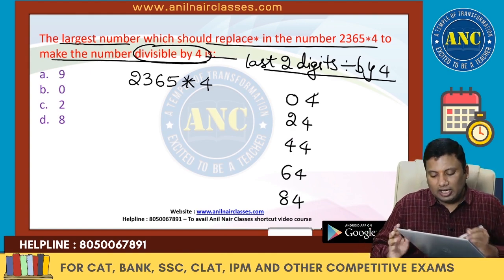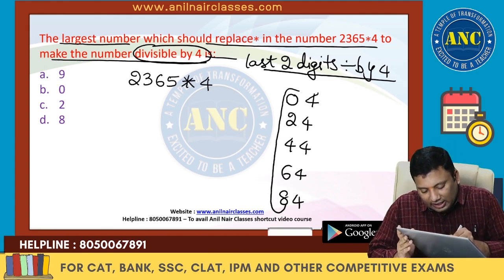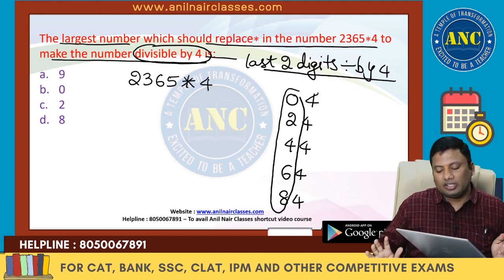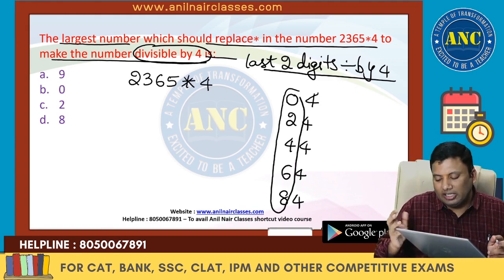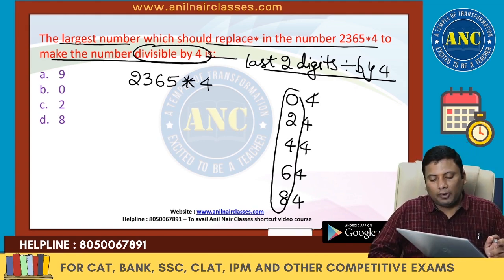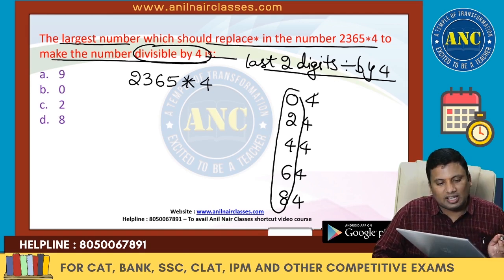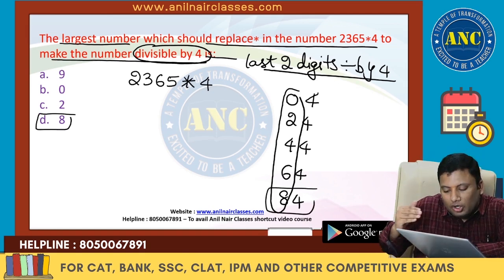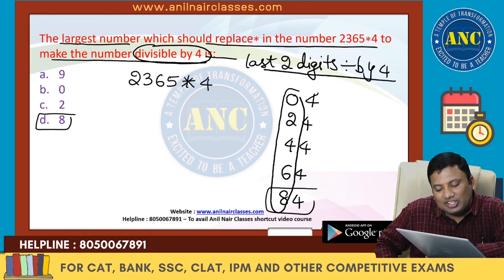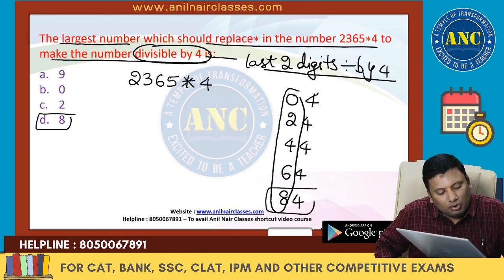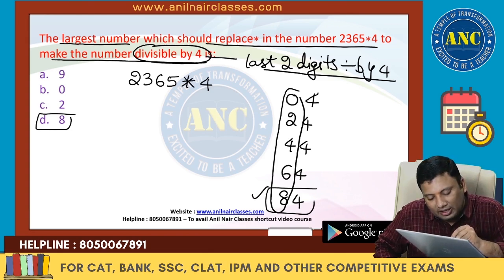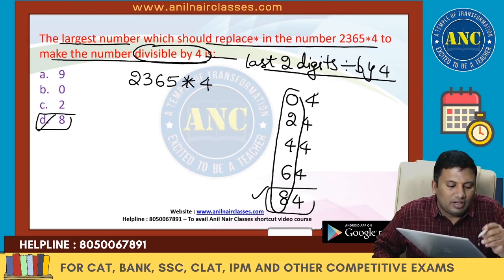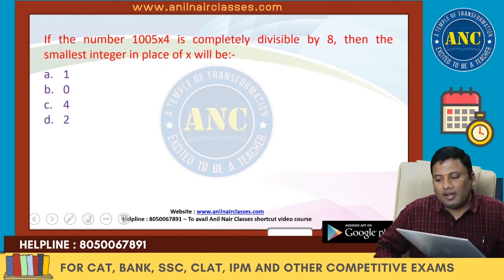I hope it is clear. Tens place always takes an even digit including 0. It cannot take an odd digit. 14, 34, 54 not possible. So 0, 2, 4, 6 or 8. What is the largest digit among 0, 2, 4, 6, 8? The answer is nothing but 8. So the star value is nothing but 8.